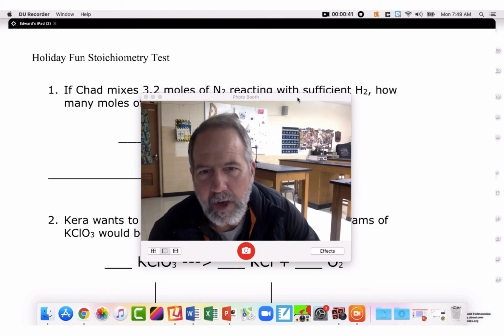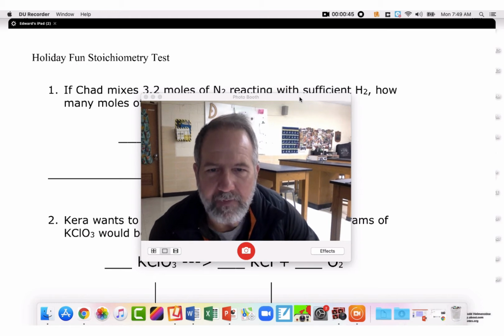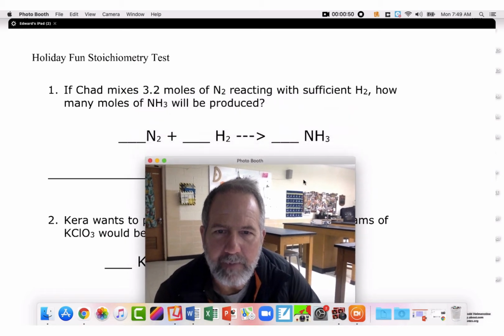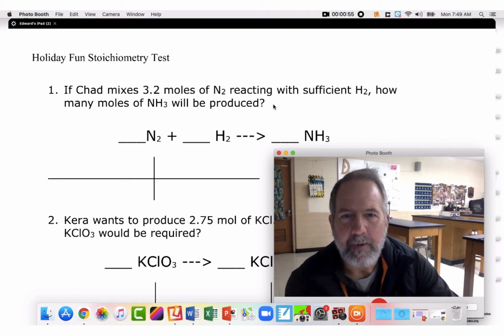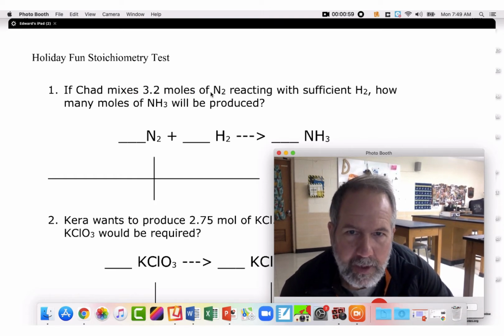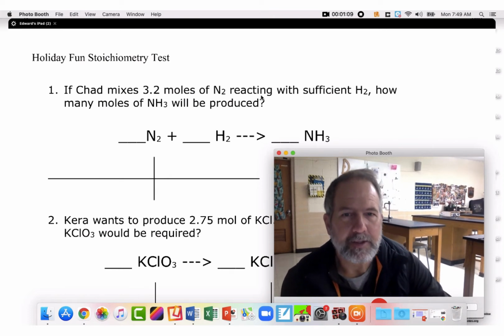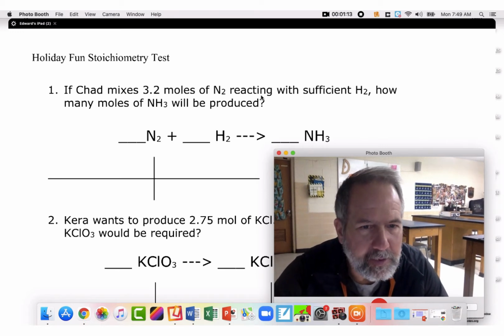Now, when you do these problems, the first thing you have to remember is we have a pattern, a map we have to follow. So let's get this map down. Chad mixes 3.2 moles of nitrogen reacting with sufficient H2. How many moles of ammonia, NH3 is ammonia, will be produced? So we're going to start off by balancing this equation. That's a good place to start.